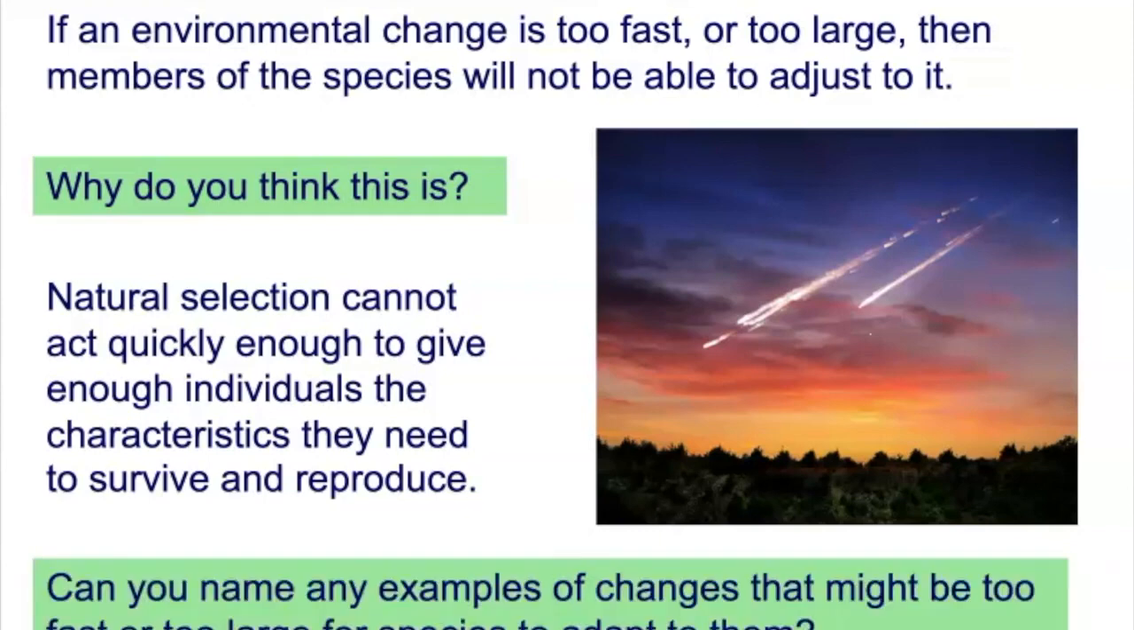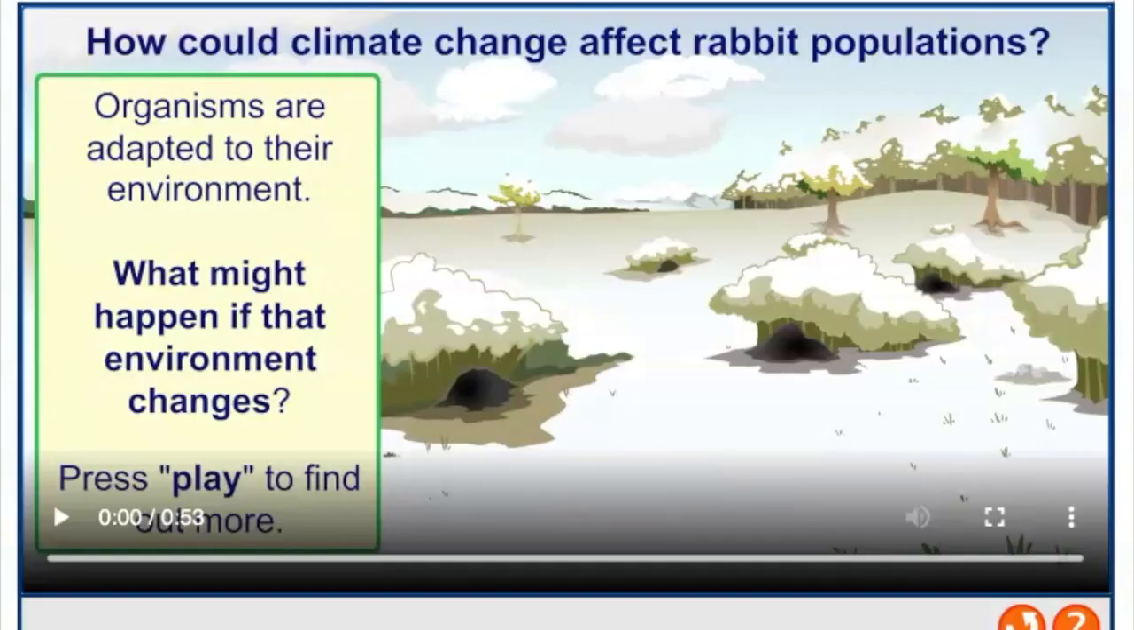Can you come up with any examples of change that might be too fast or too large for species to adapt to? The picture on the right might be a hint. So how could climate change affect rabbit populations? Organisms are adapted to their environment. What might happen if that environment changes?